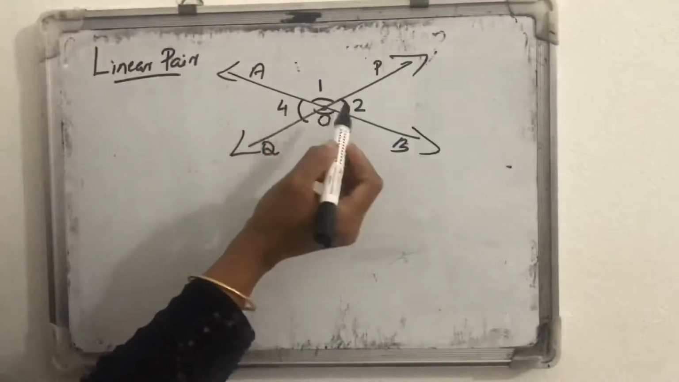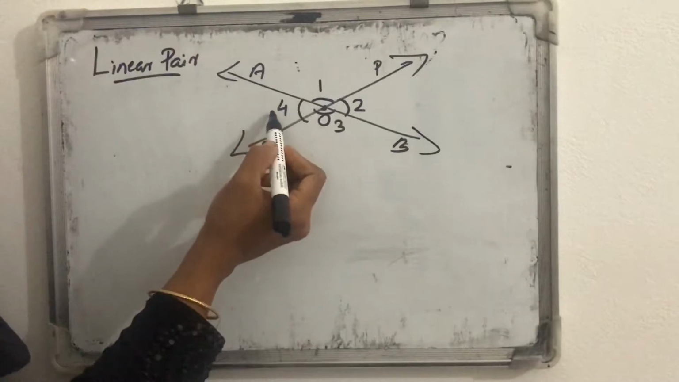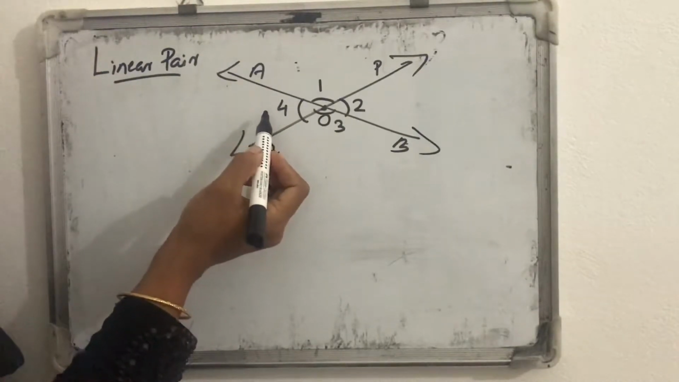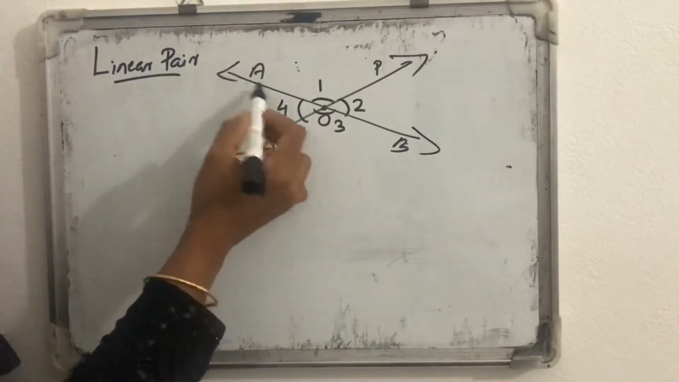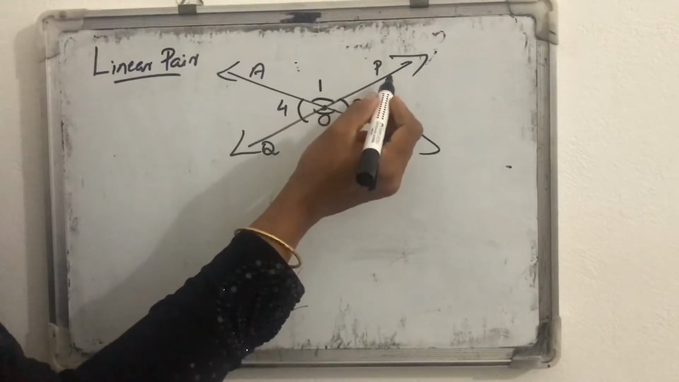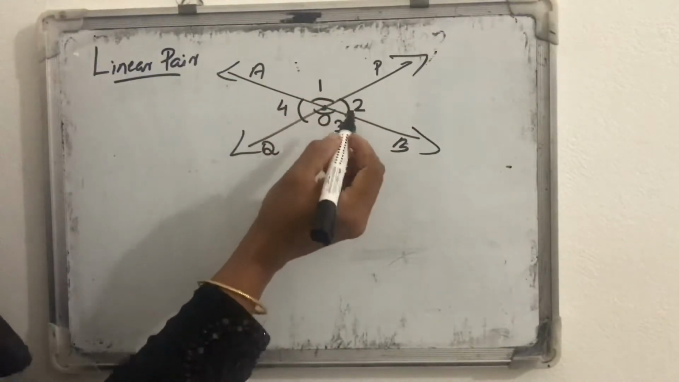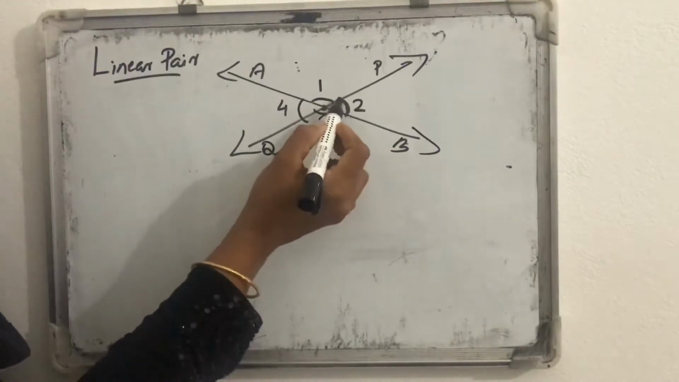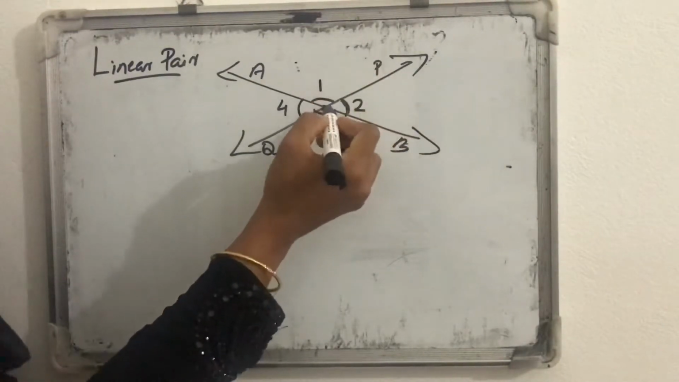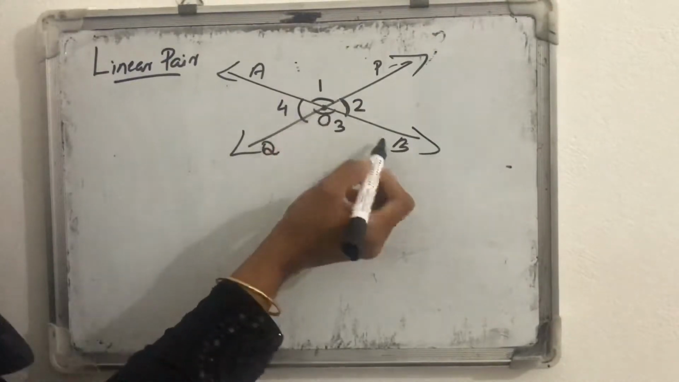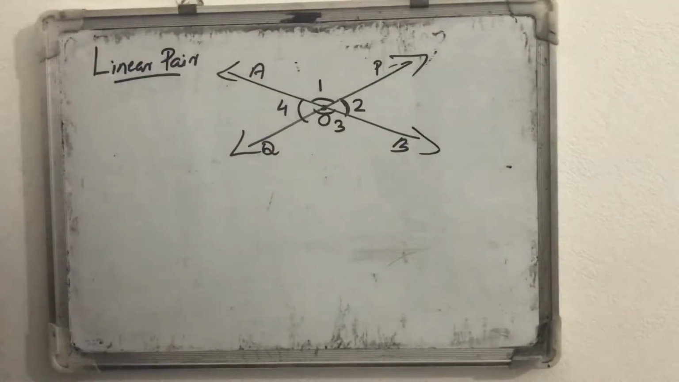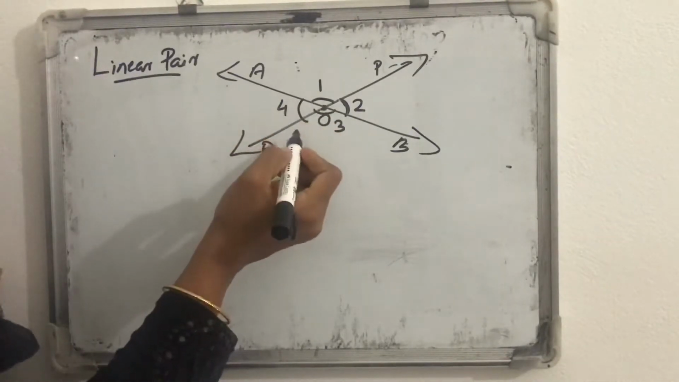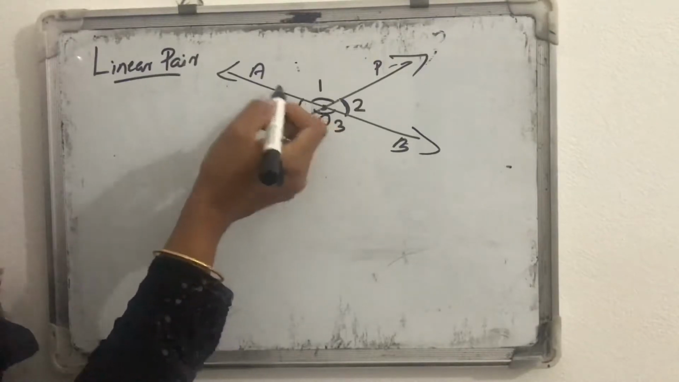Now angle 2 is vertically opposite to angle 4. Why? Because they have no common arm. What are the arms of angle 2? They are OP and OB. The rays OB and OP are the two arms of angle 2. Just like, the arms of angle 4 are the ray OQ and the ray OA.